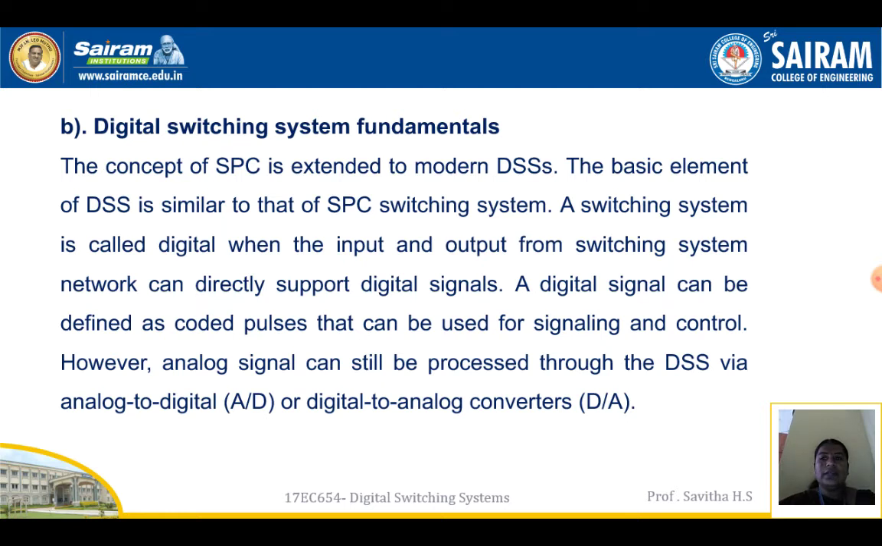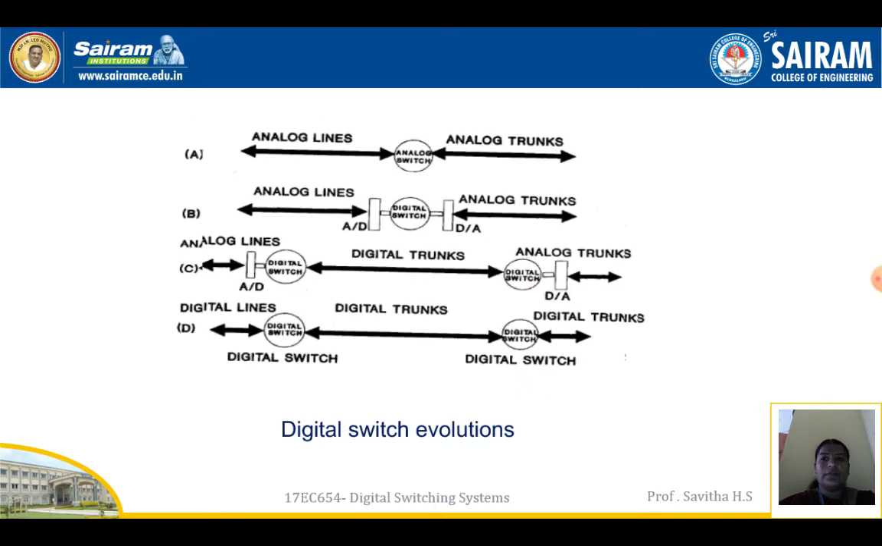A switching system is called digital when the input and the output from the switching system network can directly support digital signals. Digital signals can be defined as coded pulses that can be used for signaling and control. However, analog signal can still be processed through the DSS via analog to digital converter or digital to analog converter.